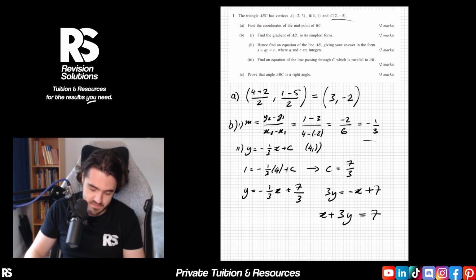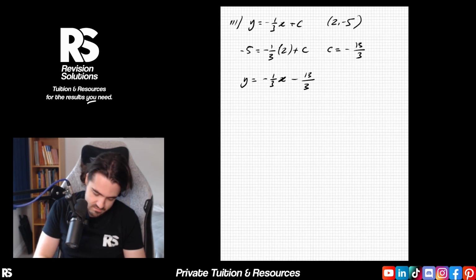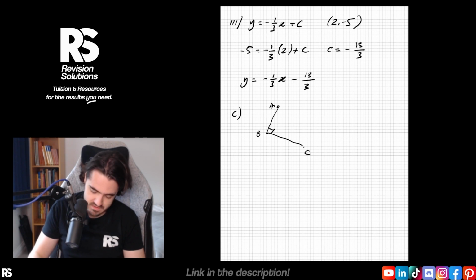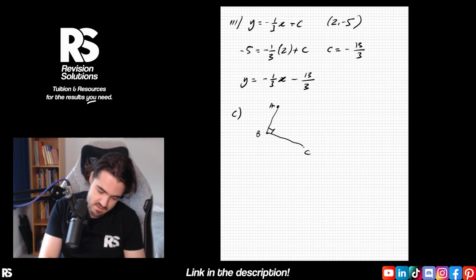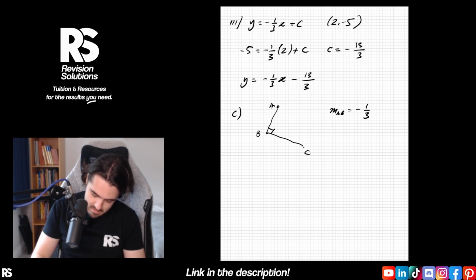Next up it says, prove that angle ABC is a right angle. So just to be clear about what that means, so this is part C now. ABC means we'd have A here, B here perhaps, and C here. So the angle ABC would be the angle at the vertex B. And if that's a right angle there, then we know the gradient of AB must be perpendicular to BC. So we already had the gradient of AB earlier to be minus 1/3. So now we just need to find the gradient of BC so we can check to see if they actually are perpendicular.